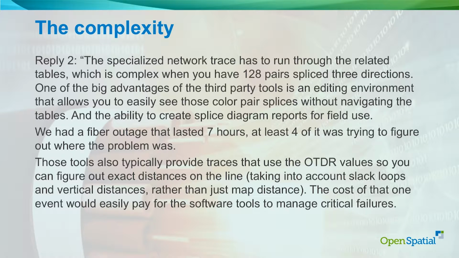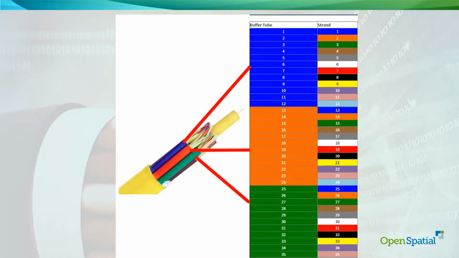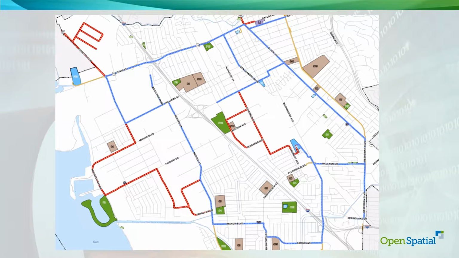And so they came to the conclusion that, they had a fiber outage. It was 7 hours. It took them 4 hours just to try and figure out where the problem was, looking through their data. You can look at tools to deal with that. The complexity is really about dealing with this kind of thing, where you've got one strand and then you've got the tubes which are colored and numbered all the way through, and you're trying to build out that network so that you can perform what you'd expect to be able to perform.